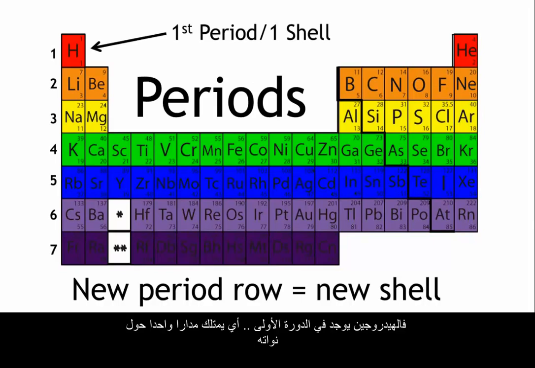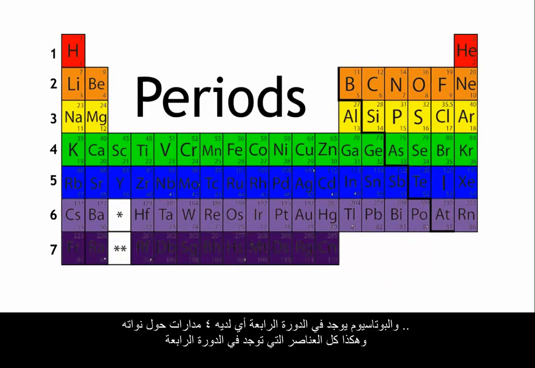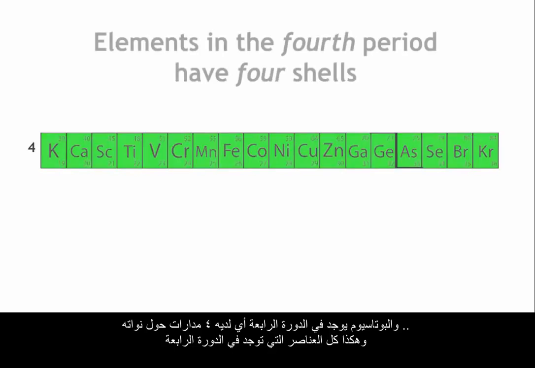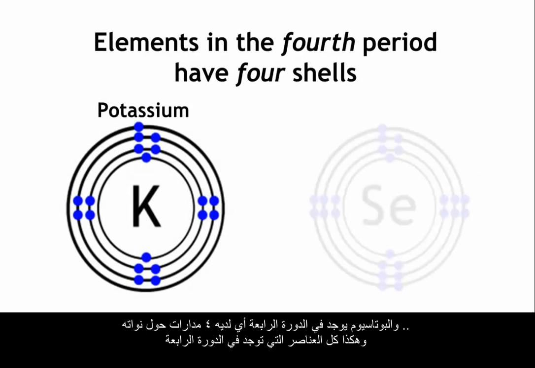Hydrogen is in the first period. It has one shell. Potassium is in the fourth period and has 4 energy shells, as do all the other elements in this period.